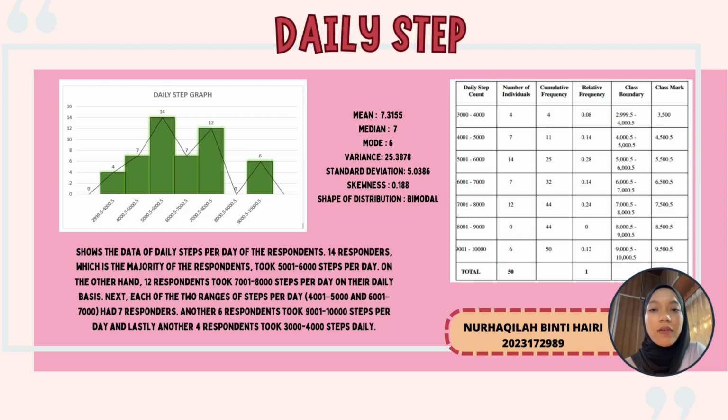Next, this is the data of the respondents' daily steps. The majority of the respondents, which is 40 individuals, took 5,000 to 6,000 steps daily. Another 12 respondents took 7,000 to 8,000 steps per day. Next, each of the 2 ranges of steps, 4,000 to 5,000 and 6,000 to 7,000, had several respondents respectively. Another 6 respondents took 9,000 to 10,000 steps, and lastly 4 respondents took 3,000 to 4,000 steps per day.